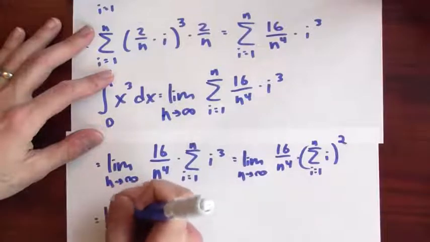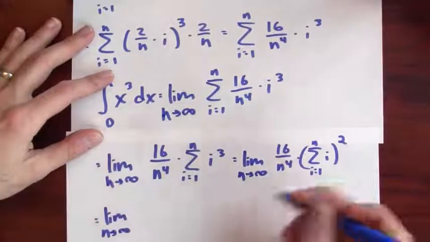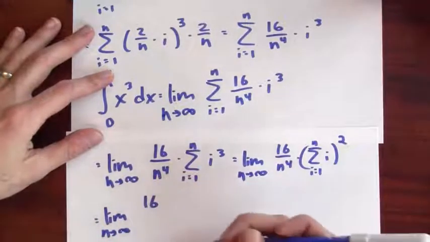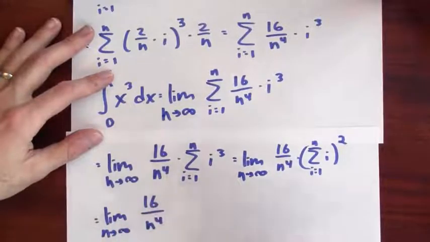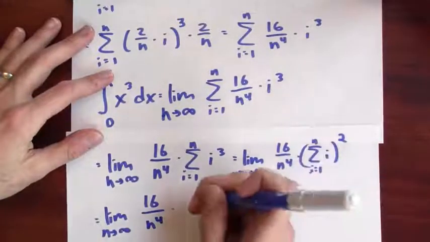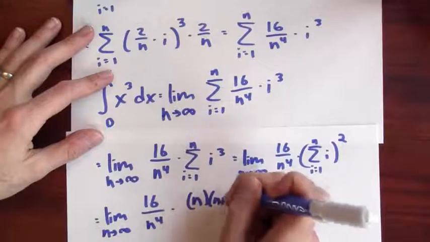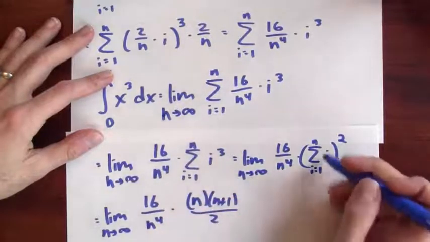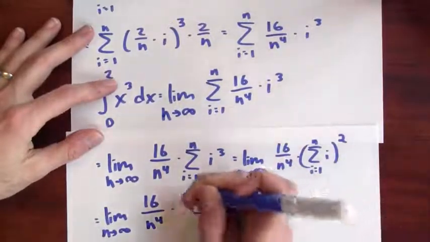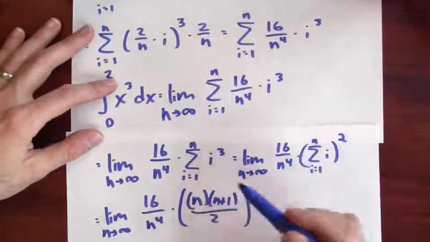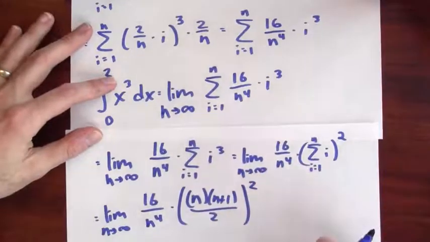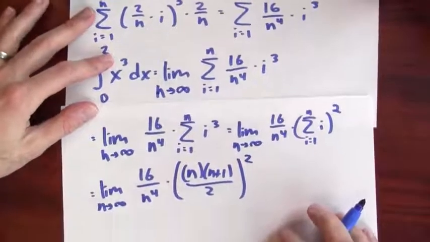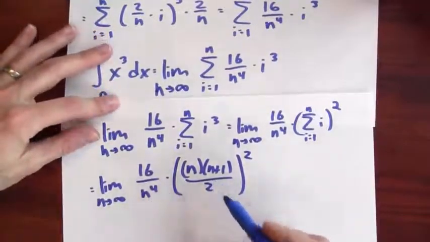And in this case, that's the limit as n goes to infinity of 16 over n to the 4th times n times n plus 1 over 2. That's the sum of the first n whole numbers. And the sum of the first n perfect cubes is that squared. Now I've got to figure out what this is.